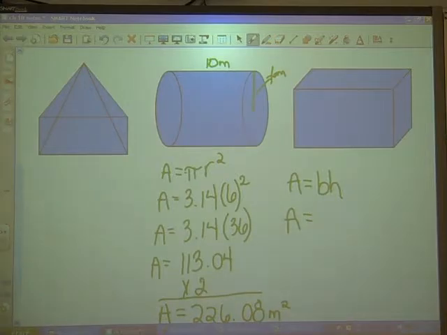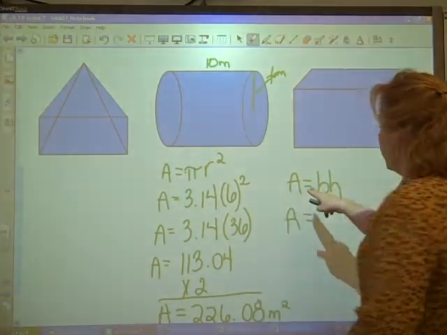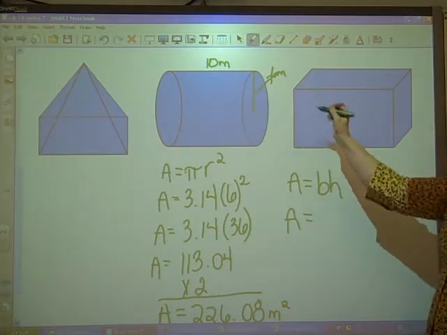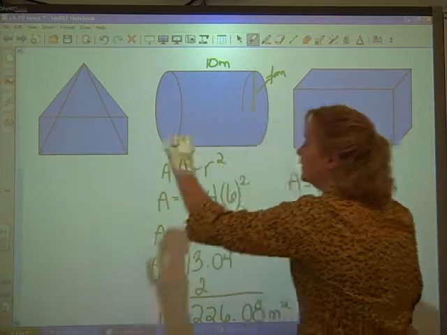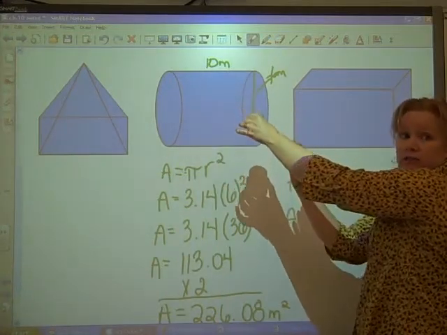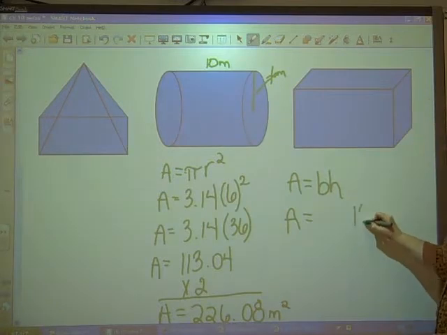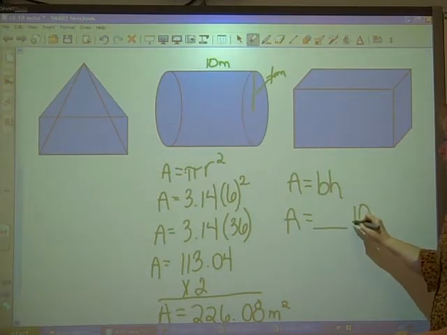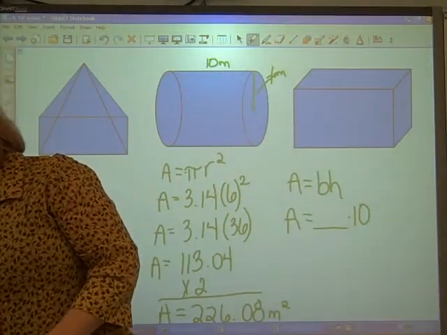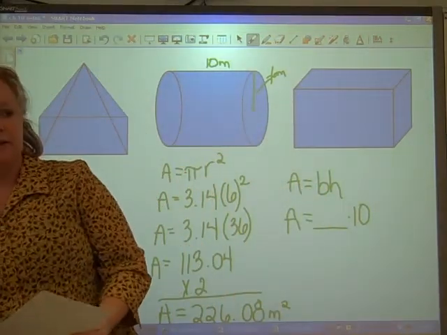Okay, so when I look at this and they say area is base times height, you agree with me that the height is 10, right? If I turn this cylinder like this, that 10 is going to be the height. Do you see it? Okay. The problem is, what is my base? What is my base? 12.